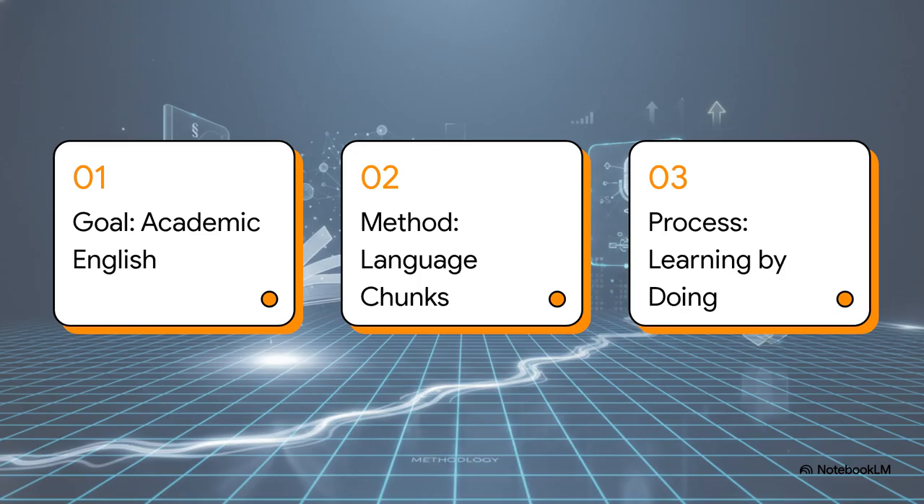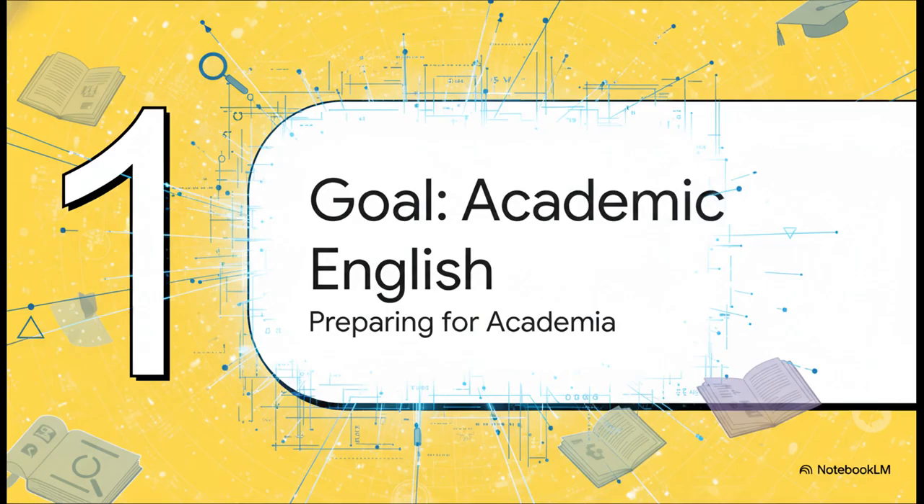First, we'll talk about the goal, academic English. Then, we'll get into the method, thinking about language in chunks. And finally, we'll look at the process, which is all about learning by doing. You'll see how all these pieces fit together perfectly. Okay, first up, the goal.